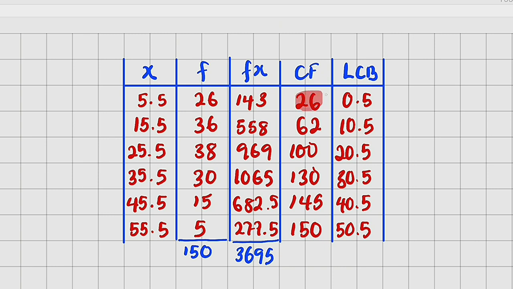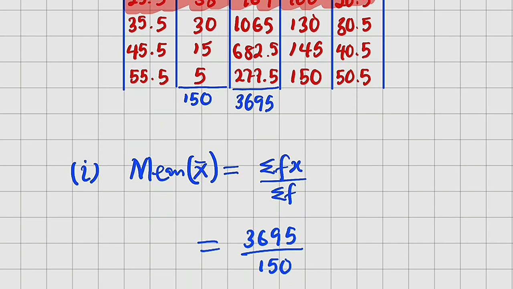You can see that this is less than that. This is also less than 75. So it must fall under 100. So this is our median class. All right. So what is the lower class boundary of the median class? It is what? 20.5.